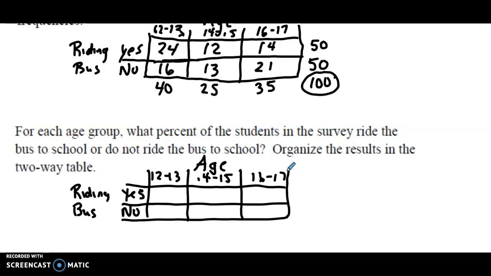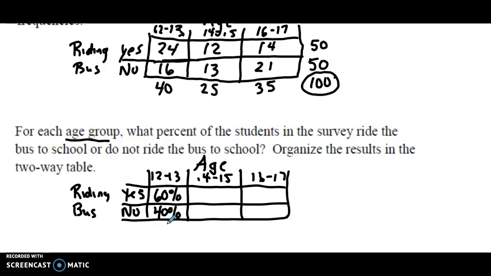Now, to be specific, the percentages are not going to be out of this 100 because they want it specific for the age groups. So each age group will have a total combination of 100%. If I'm doing the 12 to 13 group, I want to do a percent for 24 out of 40. And 24 out of 40 is 60%. For the no's, it was 16, so 16 out of 40, that's 40%. And I know that I got that right because when you add them up, you're going to get 100.